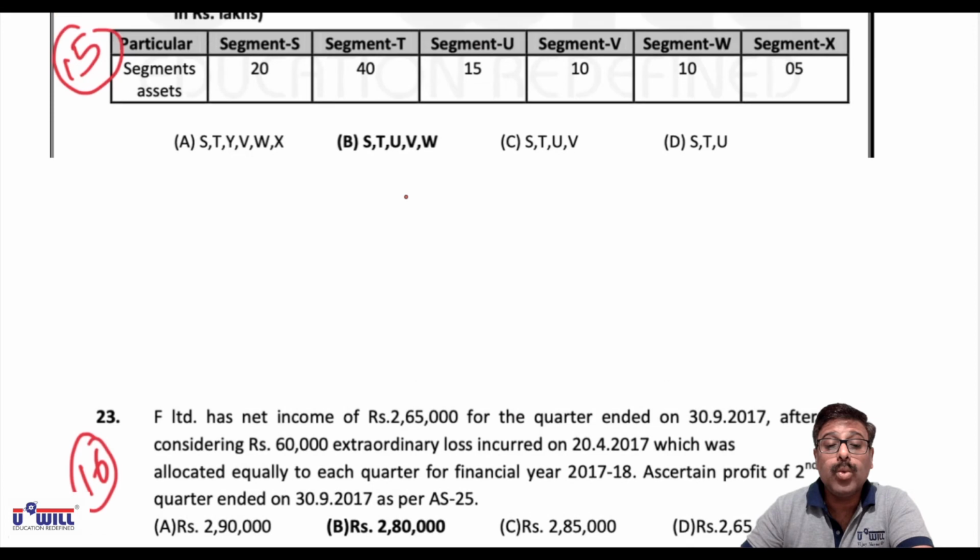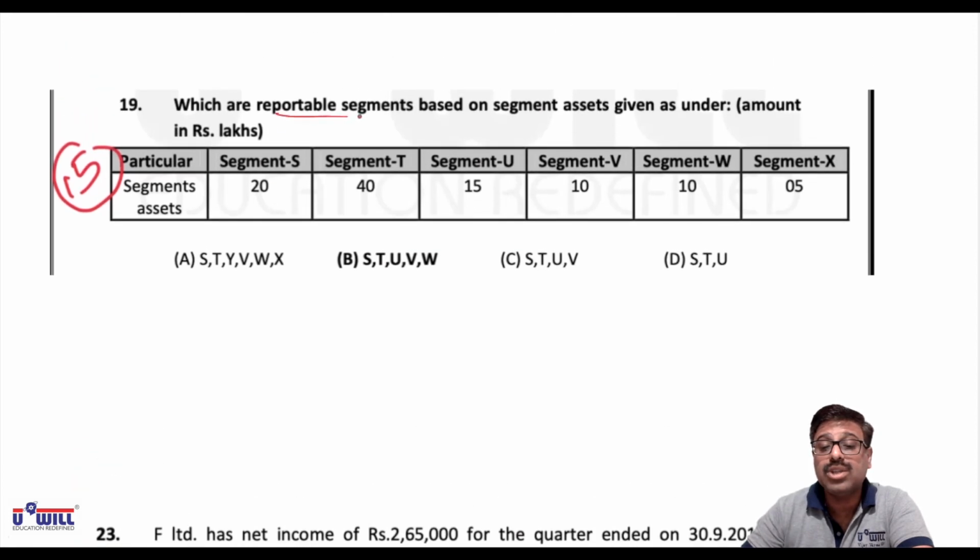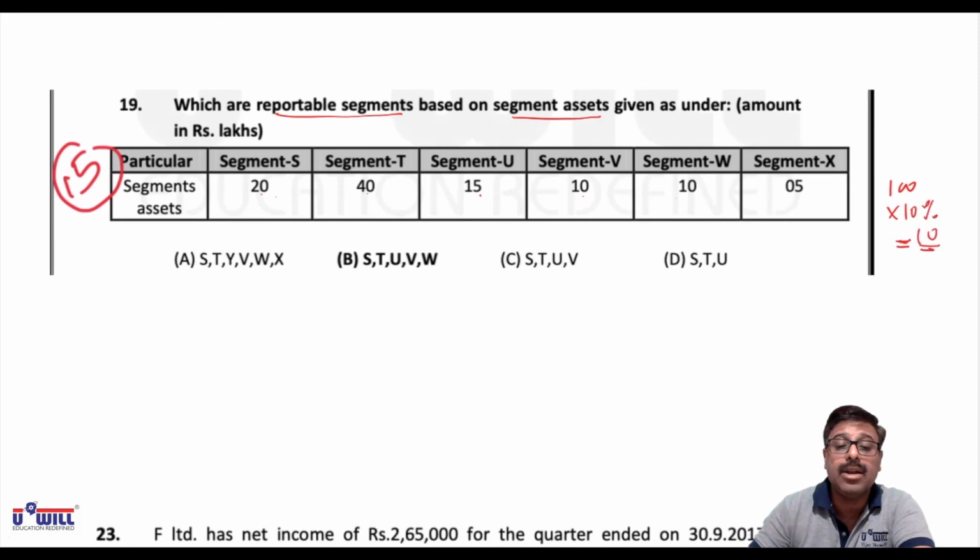Which are the reportable segments based on segment assets given as under? So same condition, segment assets first will do the total. 20 plus 40 is 60. 60 plus 15, 75, 85, 95, 100. So quite simple, 100's 10% will be 10 only. Whichever are more than 10 are reportable and less than 10 are not reportable.